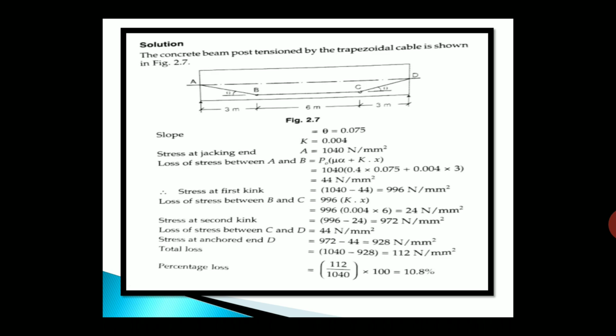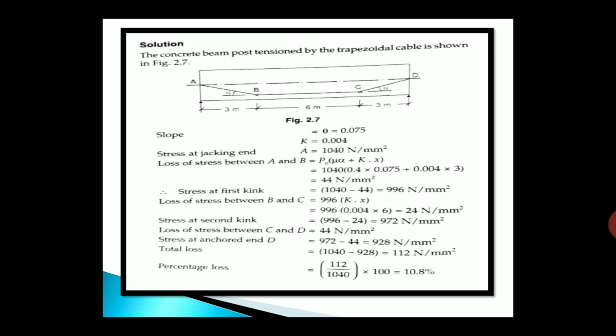Now let's come to the second kink, that is the second change point, which is at C. As CD is also a sloping line, the angle is the same, 0.075. Therefore, losses in this segment will be the same as in segment AB, which is 44 Newton per mm square. We need not calculate it again. Now the stress at D reduces. Our previous stress was the stress at point C, which came out to be 972. 972 minus 44 gives us 928 Newton per mm square.